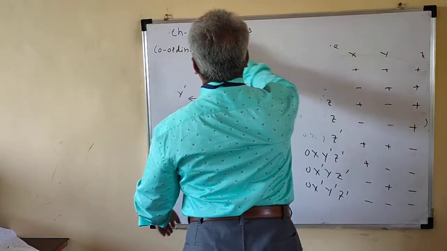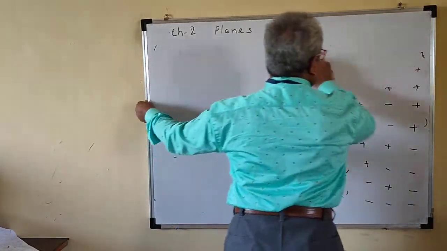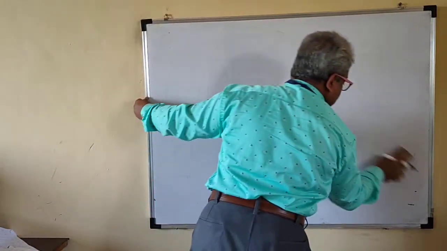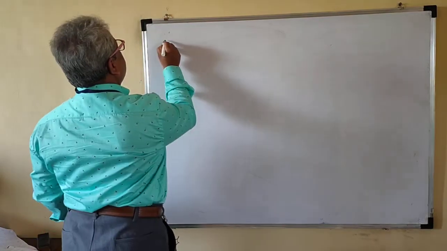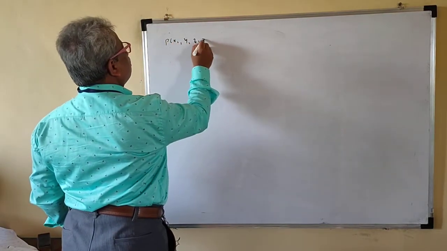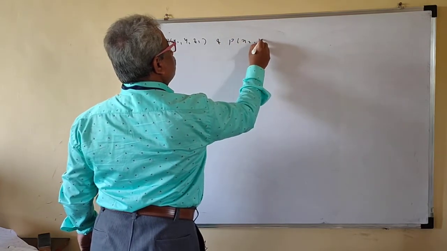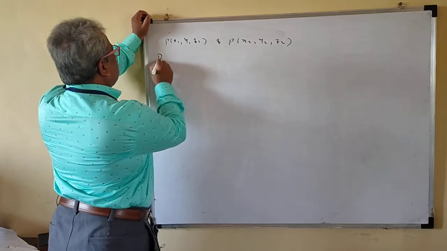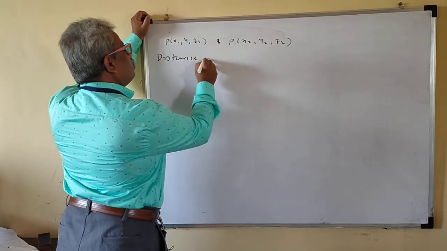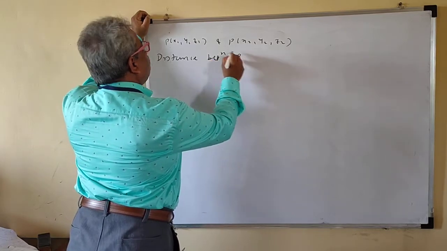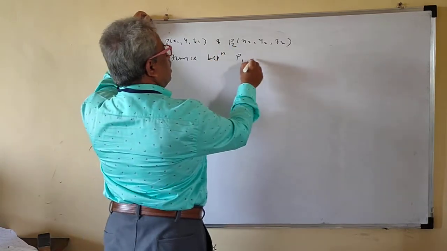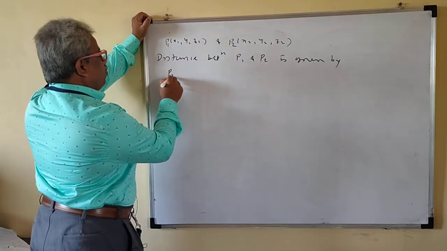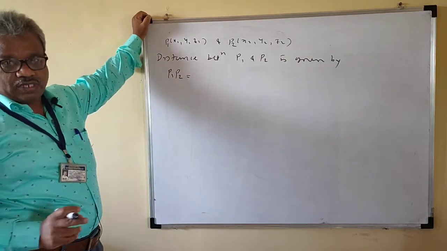Now, suppose P1(x1, y1, z1) and P2(x2, y2, z2) are points in space. Then you know the distance formula. The distance between P1 and P2 is given by, you know the distance formula in 2-dimensional geometry.